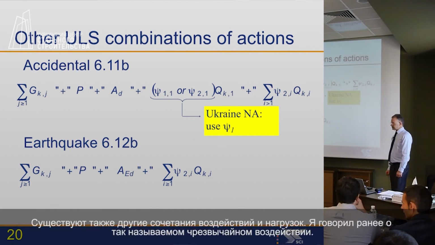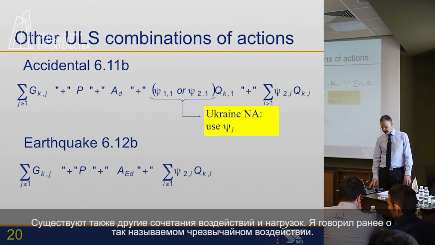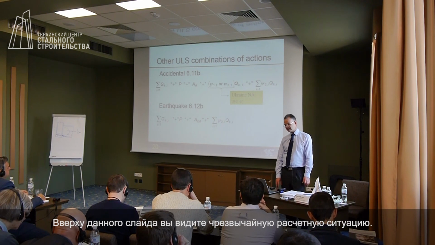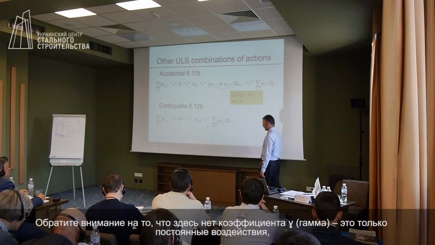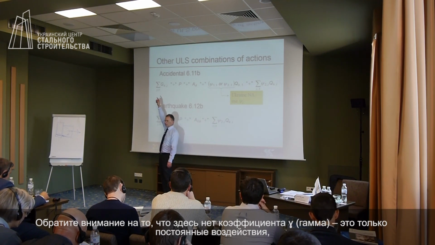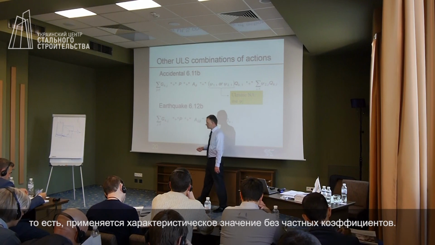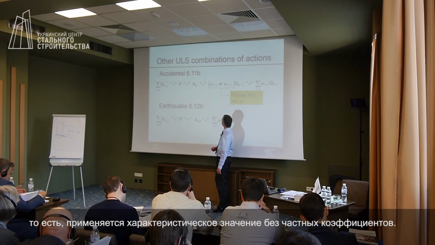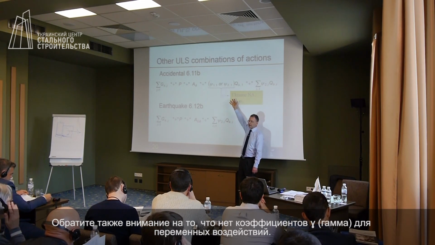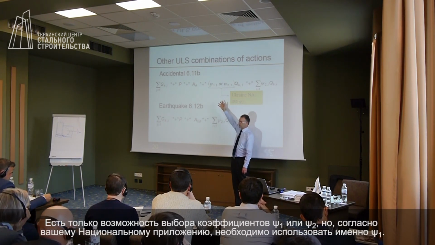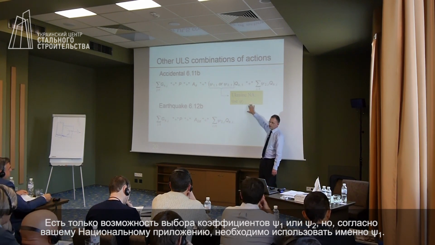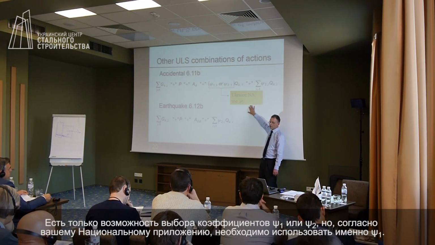There are other combinations of actions, so I've spoken about accidental actions earlier on. So at the top of this screen, you see the combination for accidental actions. Notice that there are no gamma factors here. This is just the permanent action, so the characteristic value, no partial factors. Notice that there are no partial factors applied to the variable action. There is the option of Psi1 or Psi2. That choice is left to the national annex. Your national annex says use Psi1.